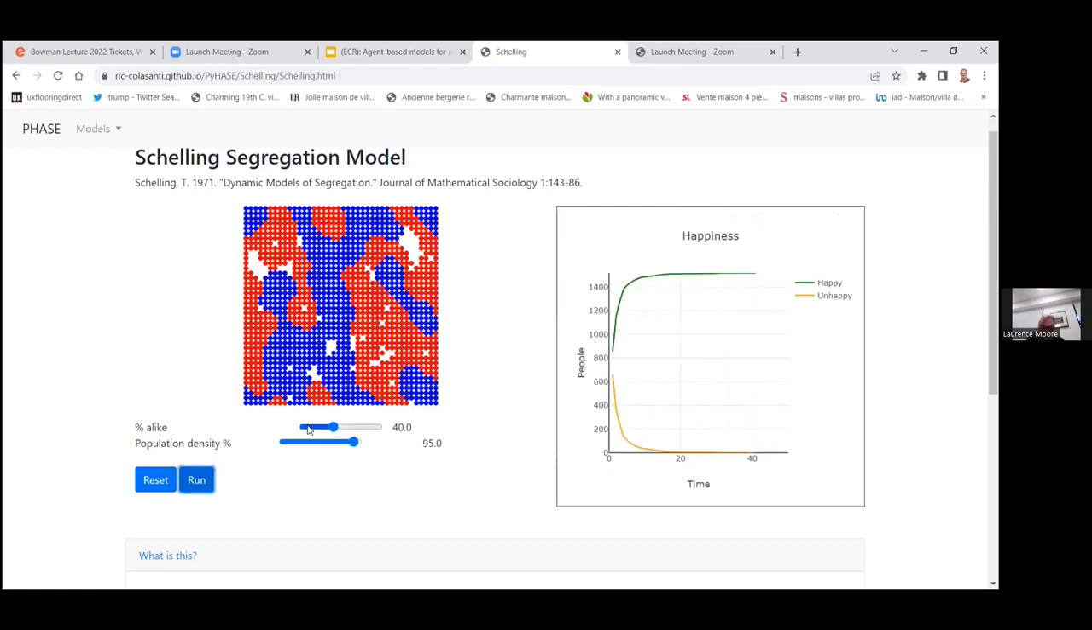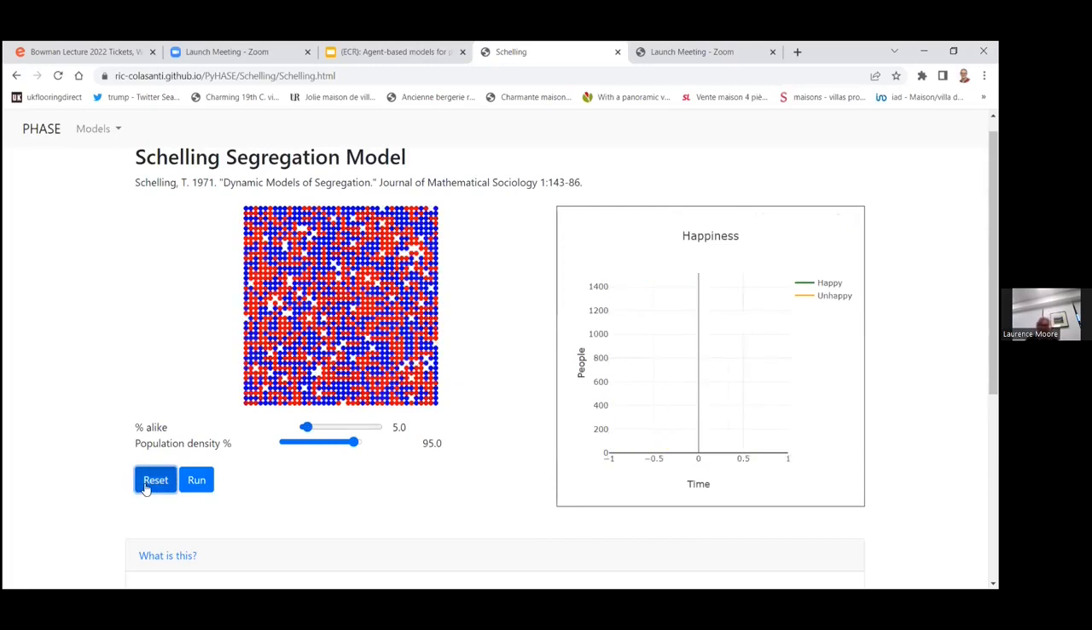And you can go down and say, okay, I don't care if anybody's like me. So just have it randomly done. We reset the model, and everything is then random. You've got random numbers next to it. Run it. And of course, everybody's happy, because you don't care what people are like next to you.